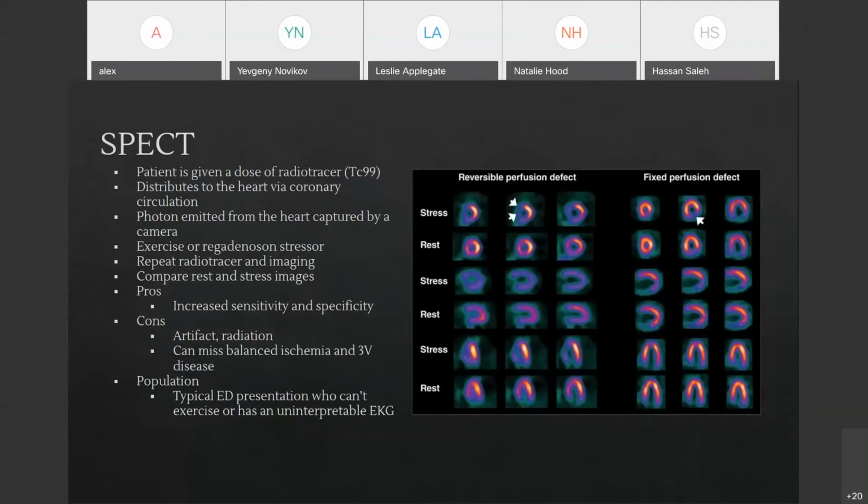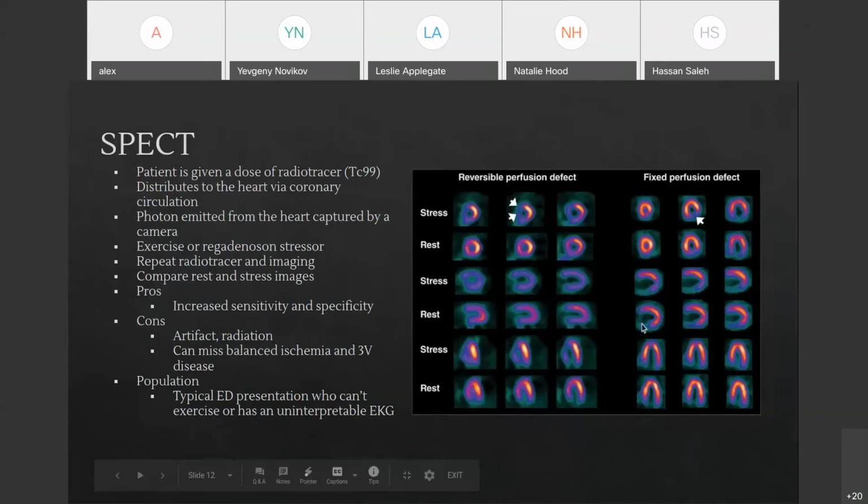So the pros for this one, it's got increased sensitivity and specificity compared to EKG and echo. The cons with it are artifact and radiation dose. So you can get artifact from breast attenuation, from morbid obesity, from bowel uptake, patients moving underneath the camera, a number of things. One of the other things that you have to worry about in SPECT is that it can miss balanced ischemia or 3-vessel disease. The typical population for this study is, this is kind of the go-to test for the average risk patient who comes in through the ED and can't get an exercise EKG.